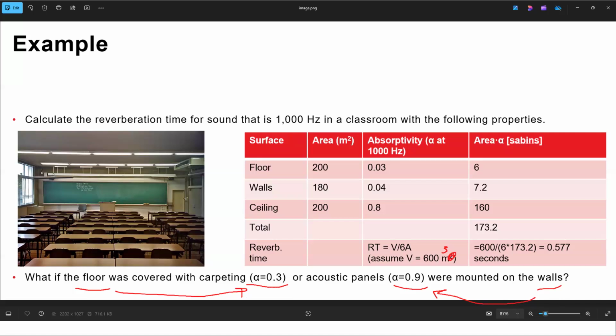So the overall idea of this example is this. This equation is your volume divided by area multiplied by the alphas, right? As you increase the alpha, you increase this entire A, and the reverberation time goes down. That's the whole concept.